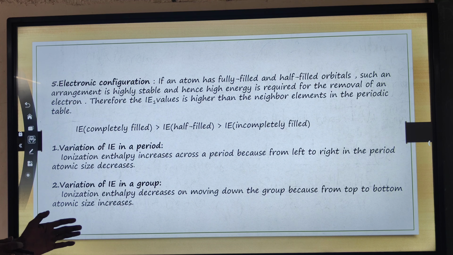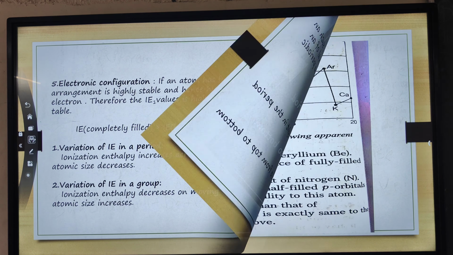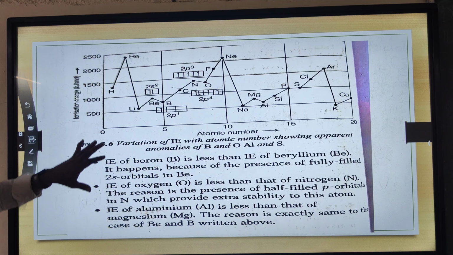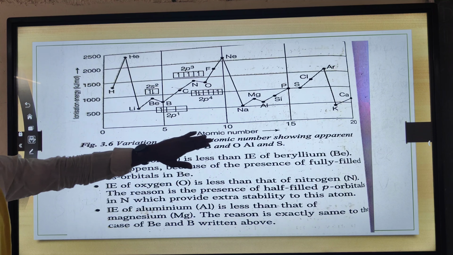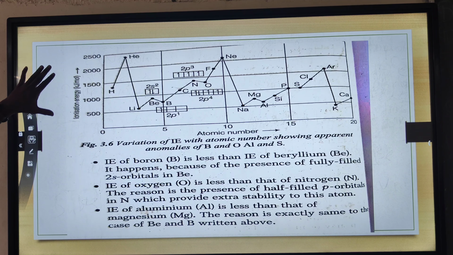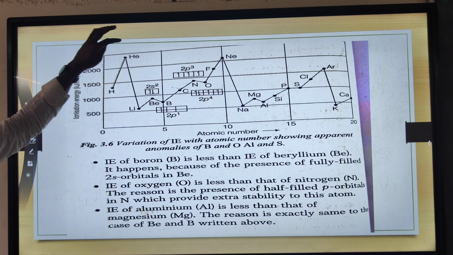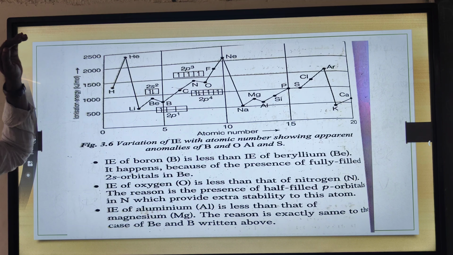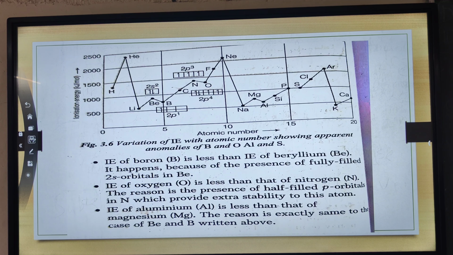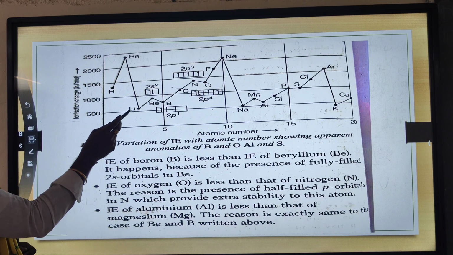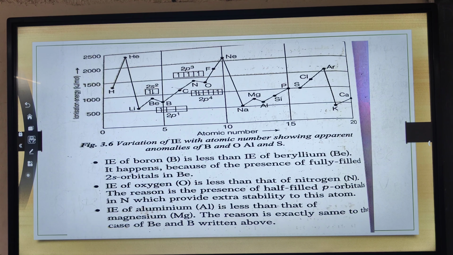Now we are going to understand very deeply how these variations change in a period and group. Next, this is the graph, with atomic number on the x-axis and ionization energy on the y-axis. If you observe this, helium, neon and argon, all noble gases, have the highest ionization energy. There is one very important thing here: lithium, and the next element is beryllium. The beryllium ionization energy is higher than lithium.